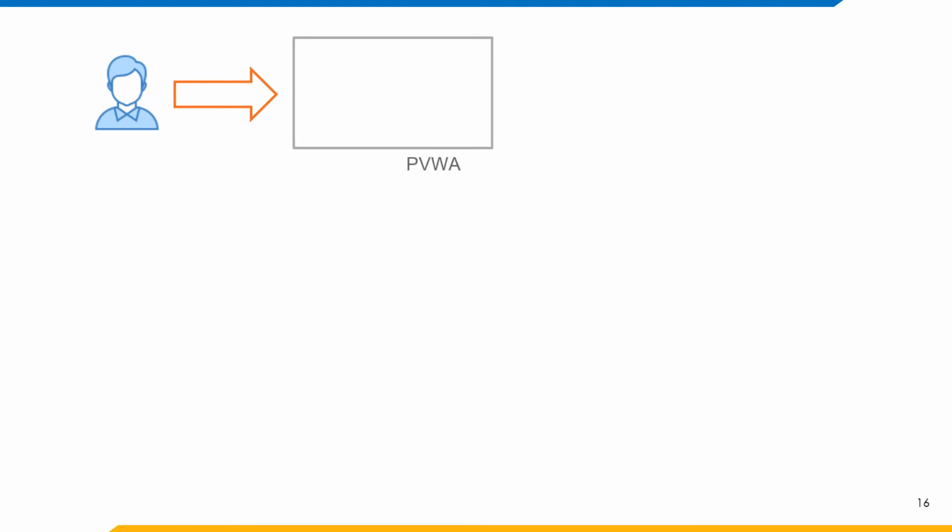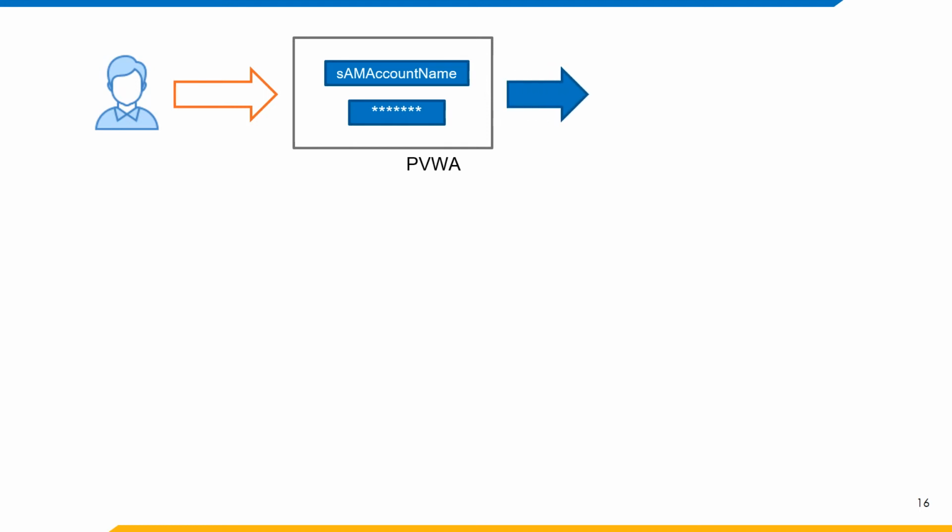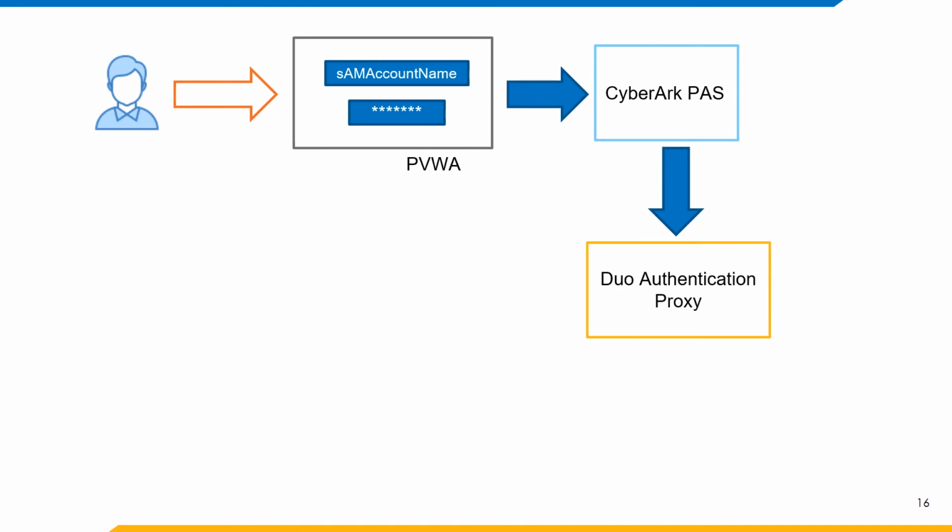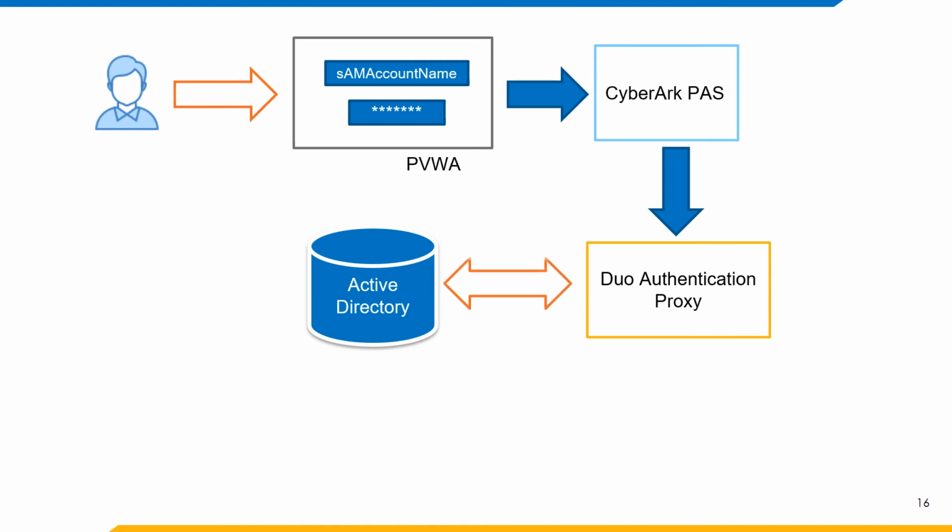Consider the example from before, where an LDAP user tries to log into the PVWA, except that the authentication is now handled by the Duo Authentication Proxy. Primary authentication is initiated to CyberArk Privileged Account Security. CyberArk Privileged Account Security sends the authentication request to Duo Security's Authentication Proxy, which then verifies the LDAP credentials, and on successful primary authentication, the authentication proxy establishes a connection to Duo Security over TCP port 443.